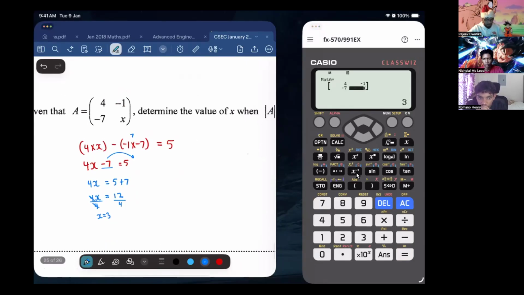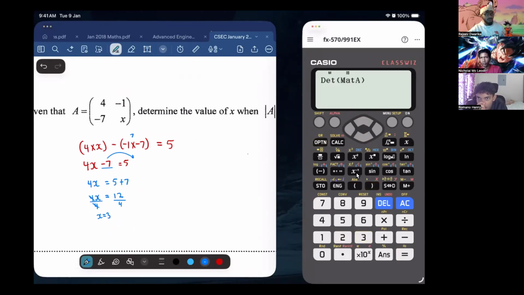So I define our matrix there, and in my calculator, I can find the determinant. Look at what I'm going to do. I'm going to press option and 3 for matrix calculation. I'm going to go back on option, scroll down, press 2 for determinant and option, and select 3 for matrix A.